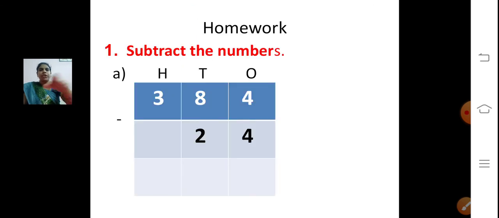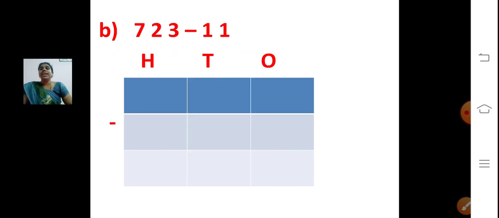Now one homework for you. You're going to subtract the numbers. A sum: 384 minus 24. You're going to subtract 24 from 384. And B sum: 723 minus 11.